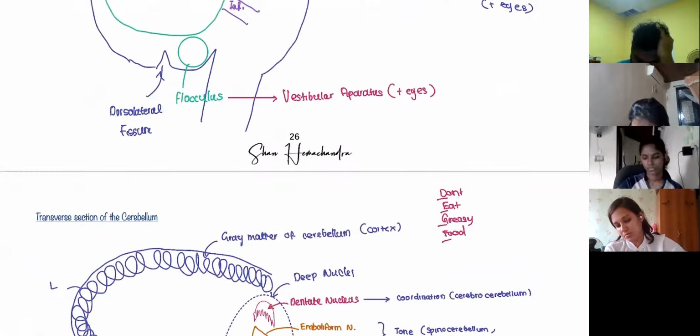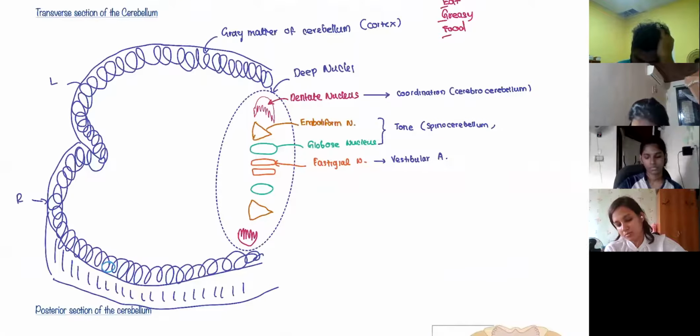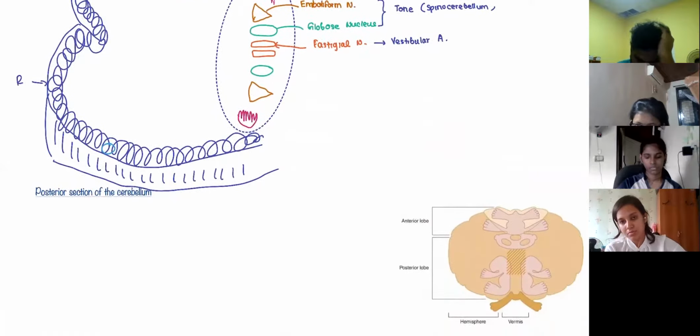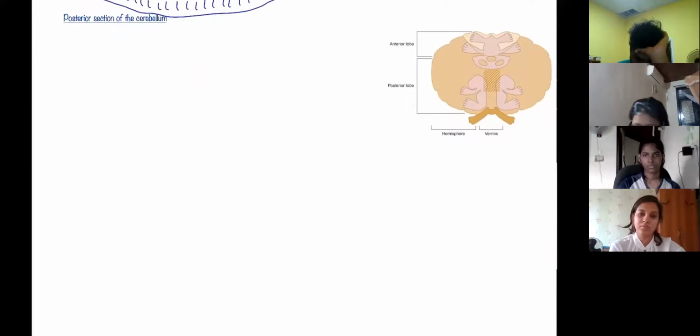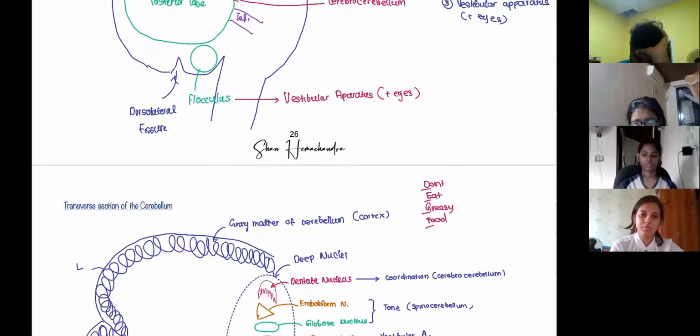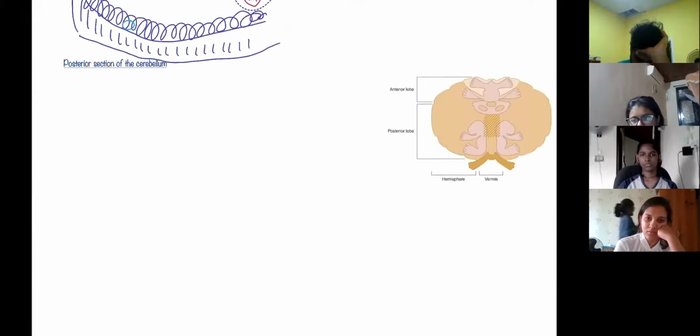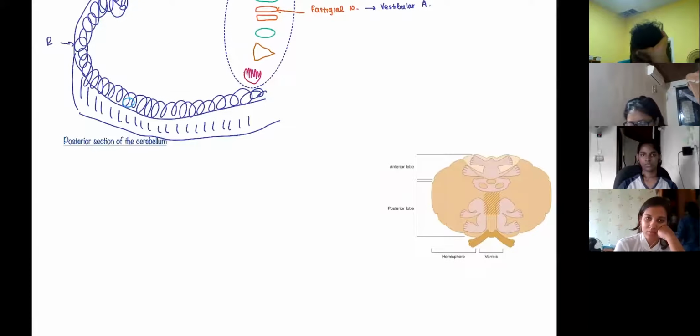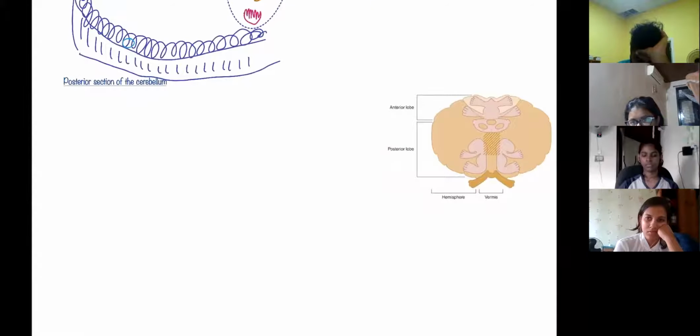Okay. You guys understand this? This is the nuclei of the cerebellum. Now, guys, I will combine all this knowledge together as we go to the next section. Just for now, try to understand these segments. Okay. Now we are going to look at the posterior section of the cerebellum.